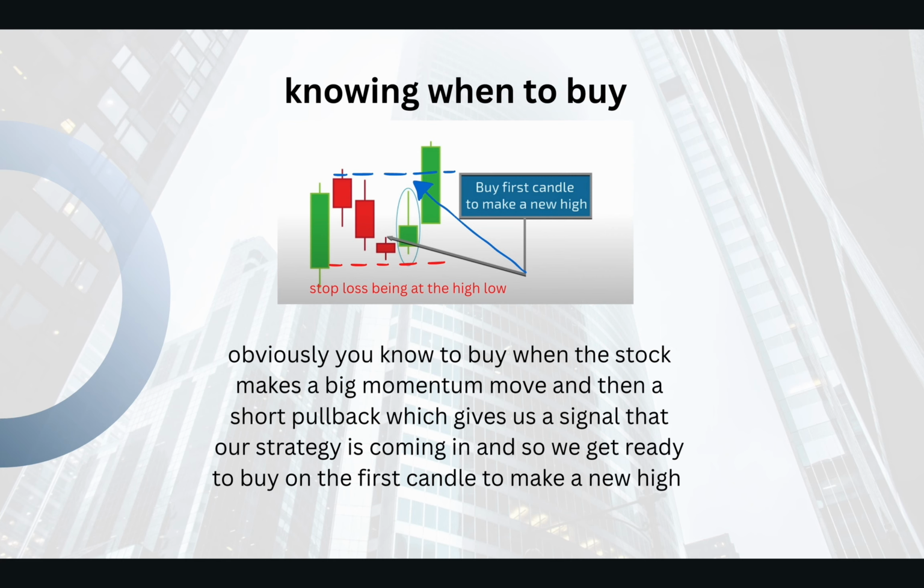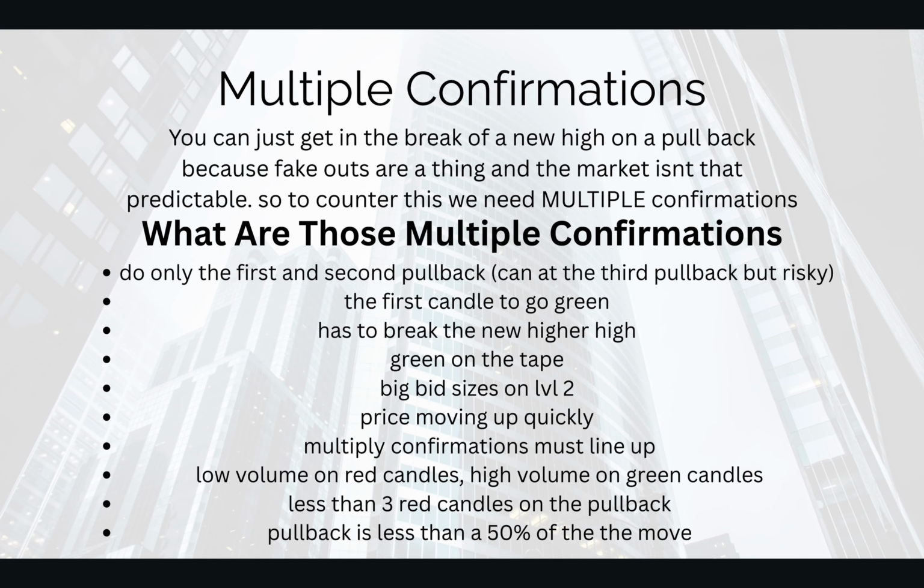Now we need to know these multiple confirmations. You can't just get in on the break of a new high on a pullback, because fake outs, like I said, are a thing and the market isn't that predictable. To counter this, we need multiple confirmations. What are those multiple confirmations? Number one, only trade the first and second pullback. You can trade the third pullback, but it's risky. I'm going to get into that soon.